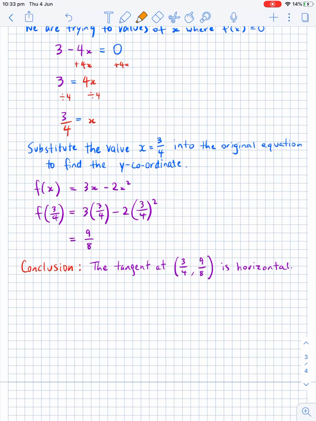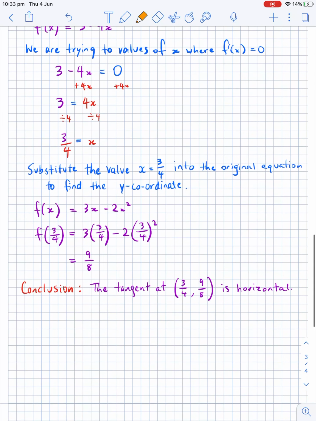Now we've got to figure out the point where we have that gradient of 0. We know that x is 3/4. We now have to figure out what the y coordinate is to get the whole point. We put this value of x into the original function and figure out what our y value is going to be. So change x in our original function to 3/4. We get 3 lots of 3/4 minus that, shove that in a calculator, and you get 9/8. So therefore, when x is 3/4 and y is 9/8, that's a point on our line, and at this point the tangent is horizontal. Hope this helps with the questions. Good luck.